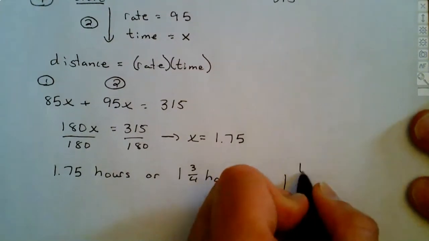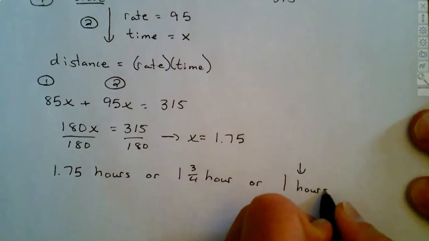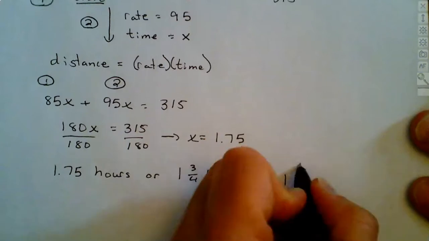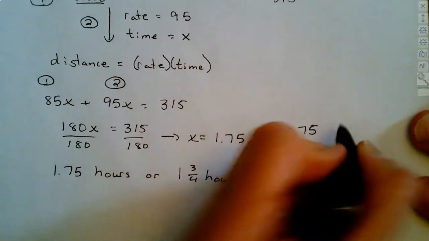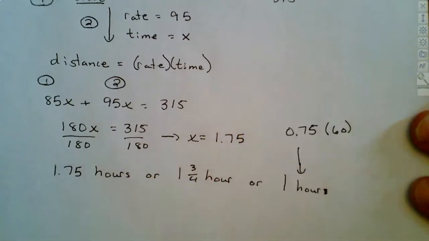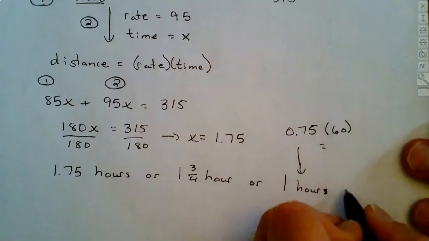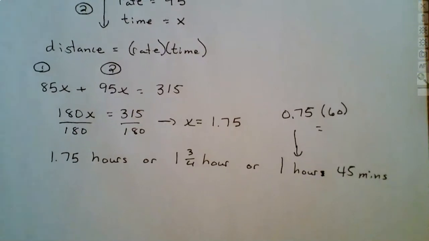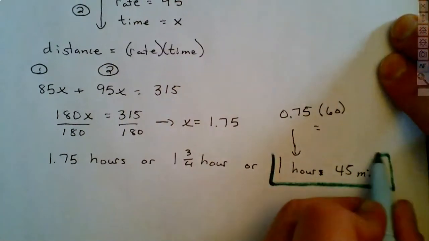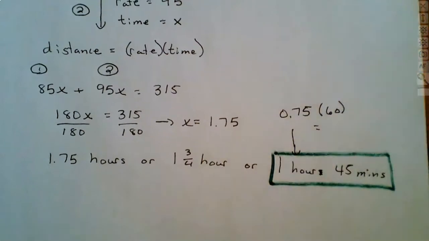Okay, so for this one, we've got 1 hour and 45 minutes. And how did we do that? Well, we got that by taking the 0.75, which is our remainder, times the 60 minutes in an hour. And that gave us then 45 minutes. Any of these would be an acceptable answer. Probably the preferred answer would be 1 hour, 45 minutes. So in 1 hour and 45 minutes, these trains should be 315 miles apart.